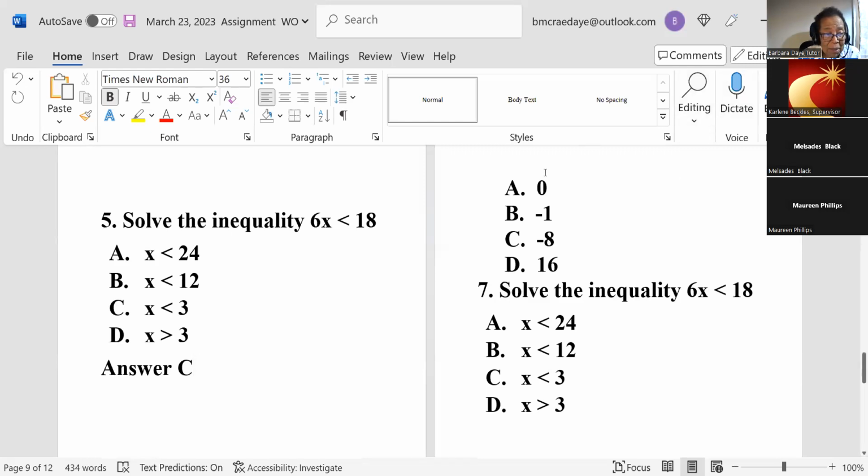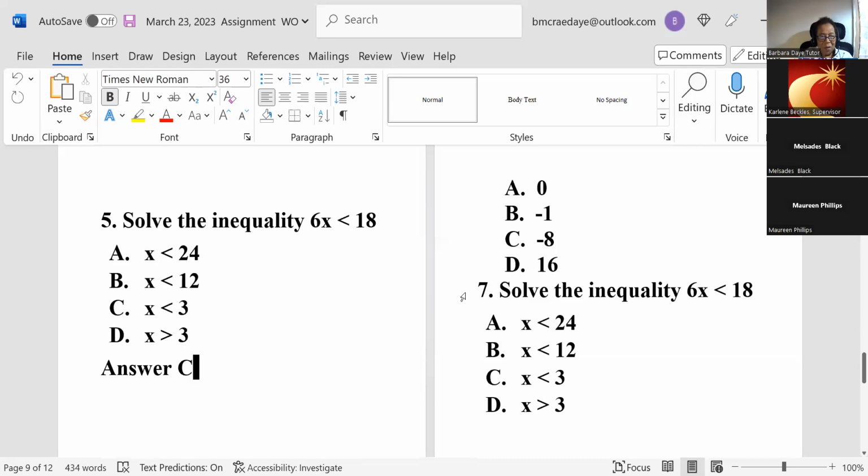Also, Mercedes, mental math. What number multiplied by 6 gives 18? 3. So you can eliminate A and B right away, right? So you know it's between C and D. And since you didn't have a negative coefficient, you said it stays the less than. So C.